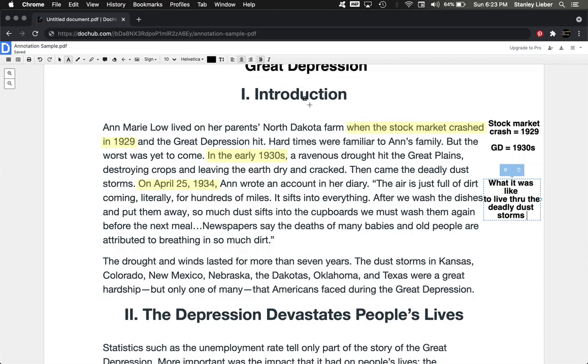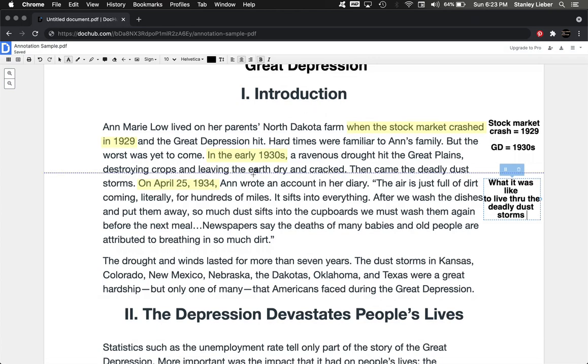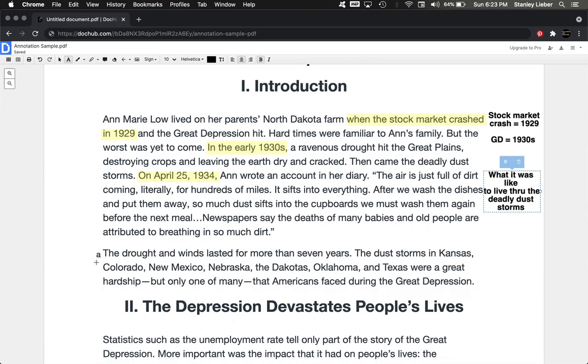Another thing that I'm looking for in this introduction, and I might have already found it when I was doing THIEVES, is the main idea. So I'm going to go to this last paragraph here. The droughts and winds lasted for more than 7 years. Dust storms in Kansas, Colorado, New Mexico, Nebraska, the Dakotas, Oklahoma, and Texas were a great hardship, but only one of many that Americans faced during the Great Depression. So this is giving me a really good idea so far. We're focusing on a number of different things.